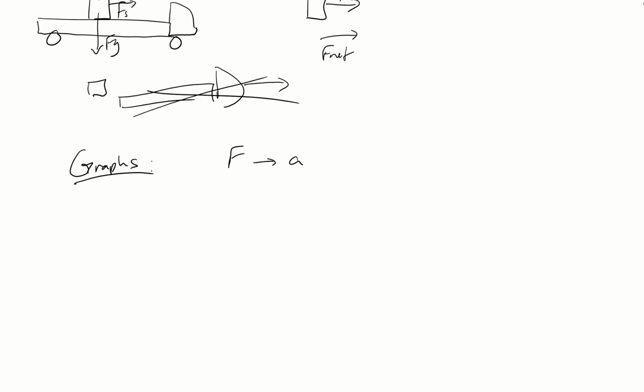In other words, if I can look at a graph and I know that the acceleration is 0, then I know that the net force is 0. If I can look at a graph and know that the acceleration is not 0, then I know that the net force is not 0. So let's look at an example or two.